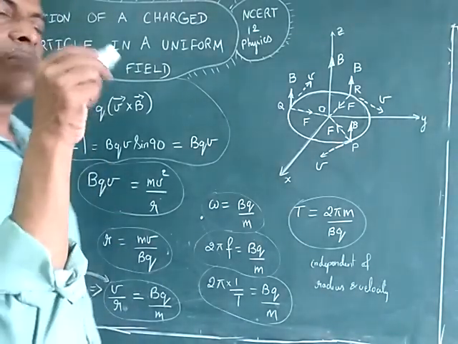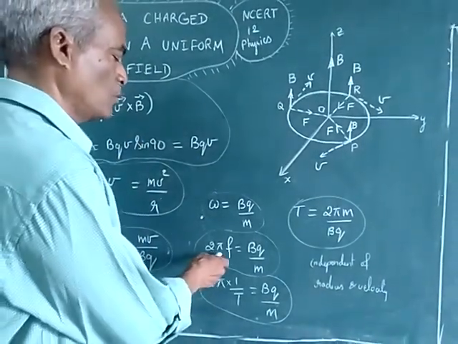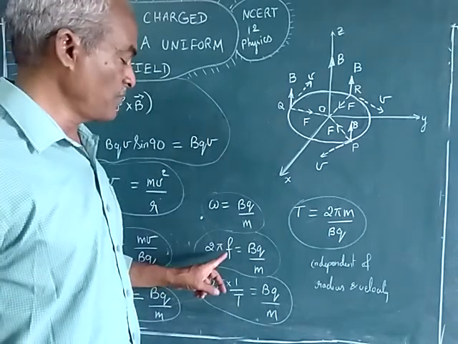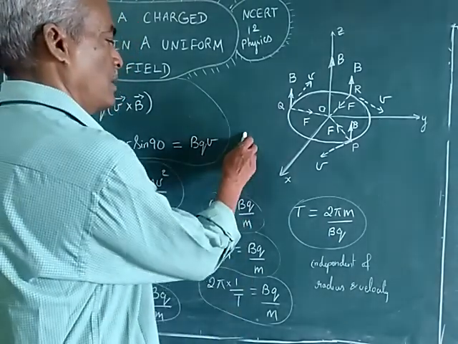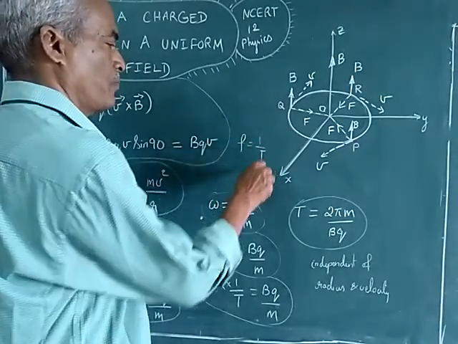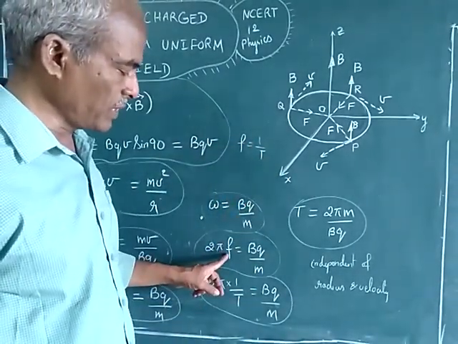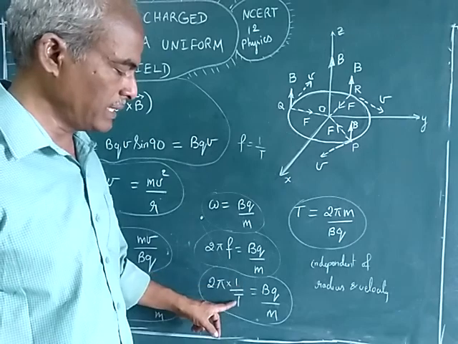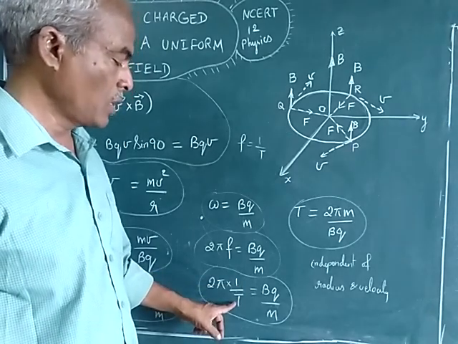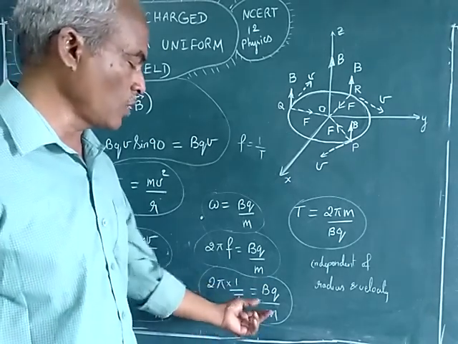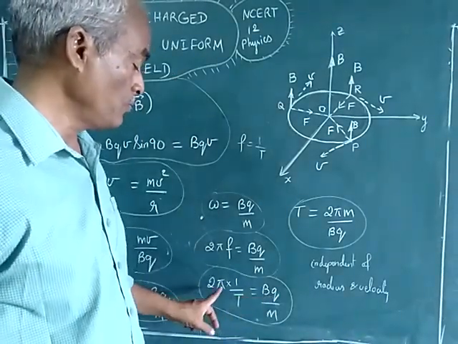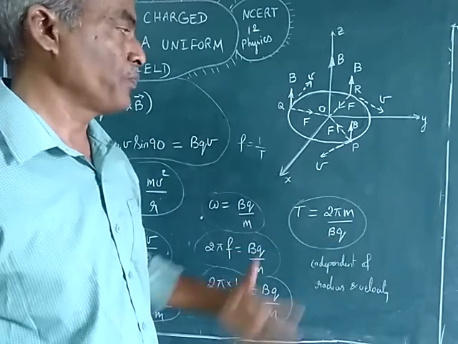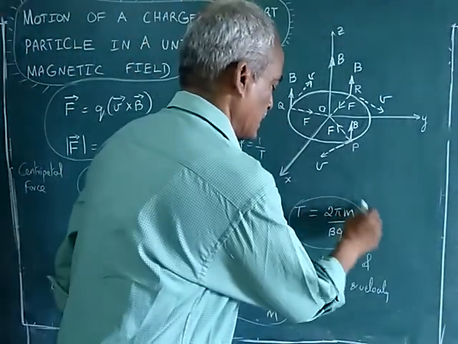But we know the formula for omega also. Omega is nothing but 2 pi f, where f is the frequency. So f can be written as 1 by T. In place of frequency f, you can substitute 1 by T, where T is the time period. Now bring T to this side and move all other terms to the other side. Now T is equal to 2 pi m by Bq. So this is the final answer.